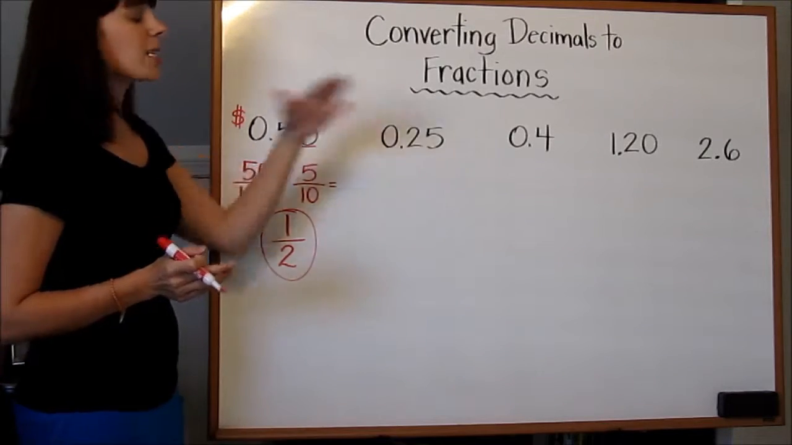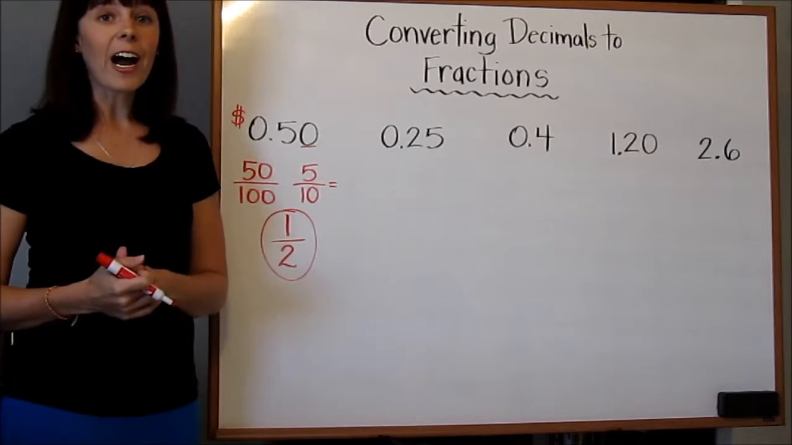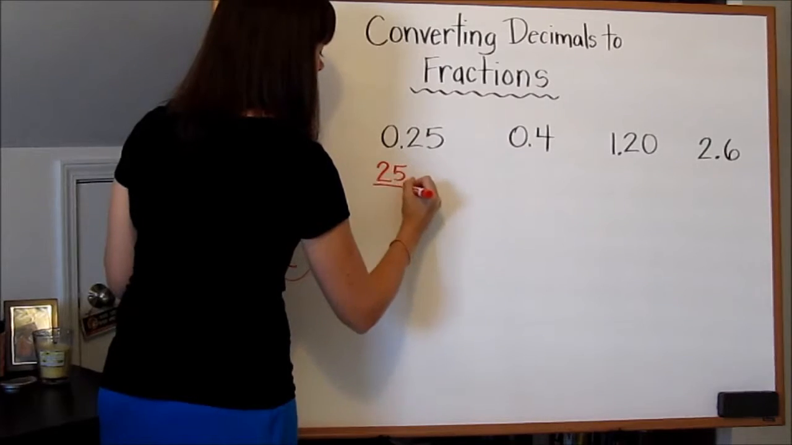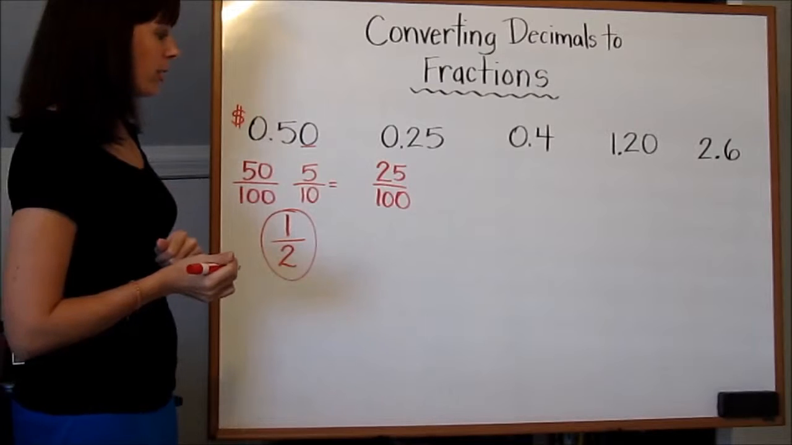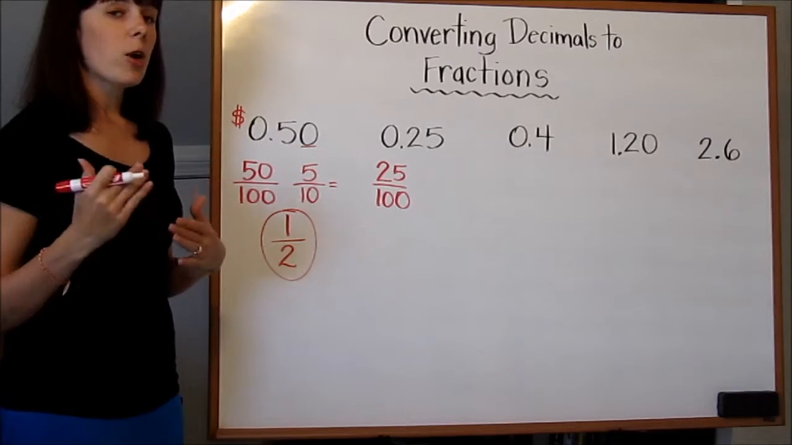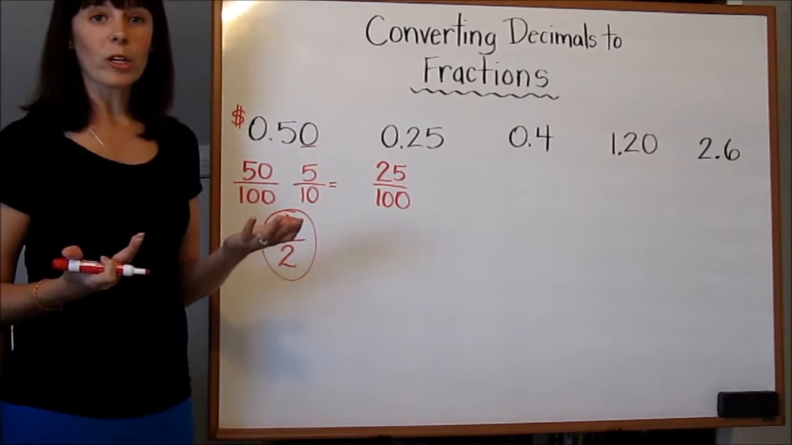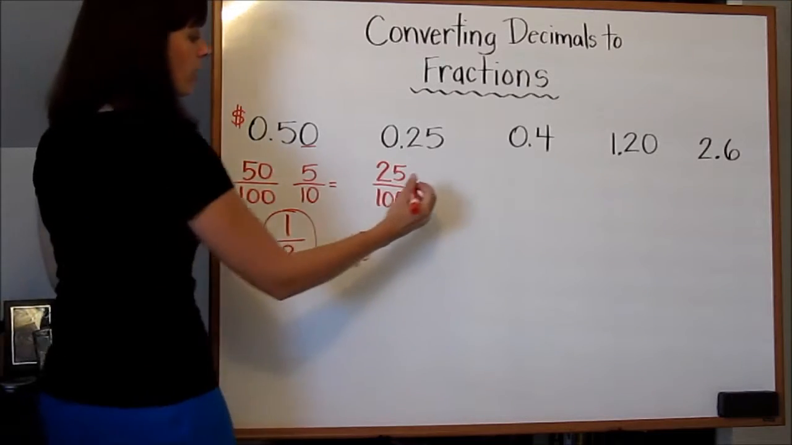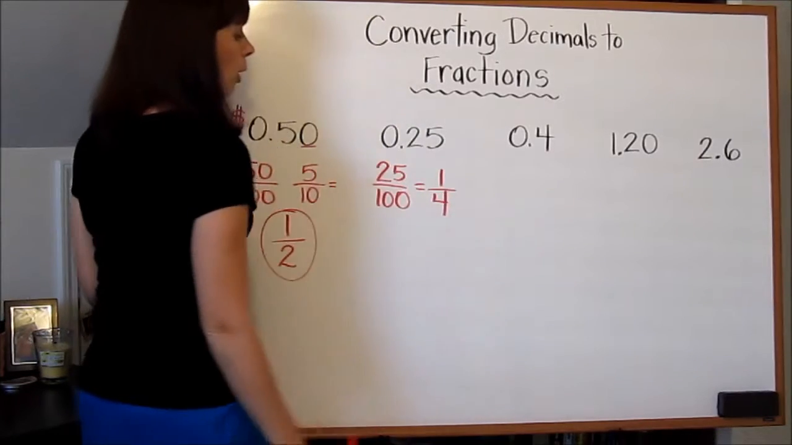And if you read this decimal out loud, what do you say? 25 hundredths. Okay, so if I have 25 hundredths, that's how I would write it as a fraction. Okay? And this also can be reduced, and if you're thinking of money, you know that 25 cents is equivalent to a quarter, and there are 4 quarters in a dollar. So I know that 25 hundredths is equivalent to 1/4.